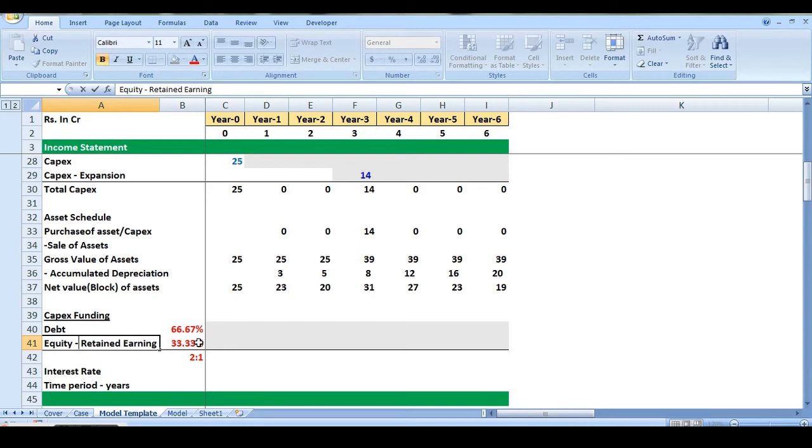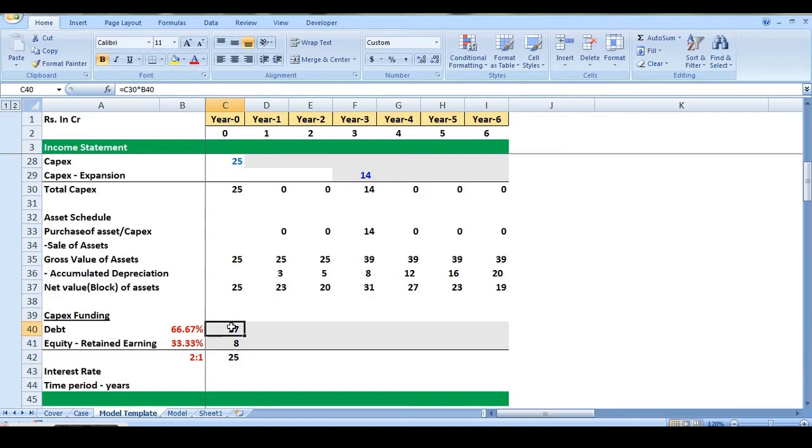So when capex is generated, it is generated from the funding of debt and equity: from the total value of capex, 66% is debt and from the total value of capex, 33% is equity or retained earnings, which gives me the total capex value as the sum of debt and equity, which is equal to 25.